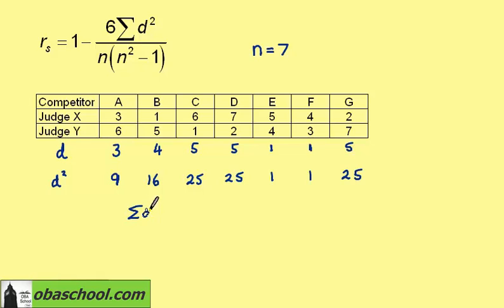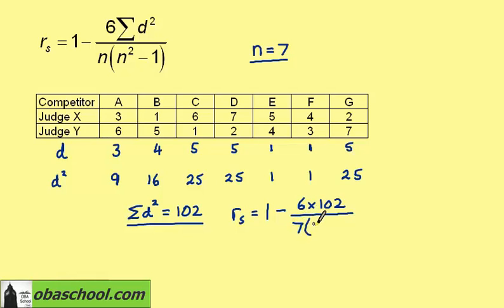If we sum D squared, which means adding this row, we get 102, and we know n is 7, so we can substitute into the formula. 1 take away, 6 times 102, divided by 7, times 7 squared minus 1.